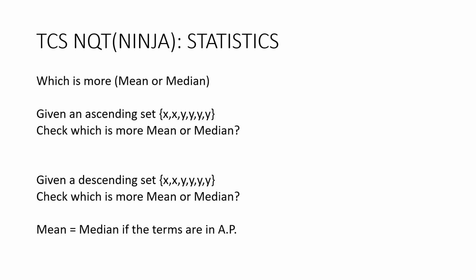Now, as a question, if let's say I put it like this, which is more? Is it the mean or the median? Okay, I'll take 2 examples. Let's say I pick this example which says there is an ascending set of terms. There are 6 terms as you can see over here. 2 are x which are equal and 4 terms are identical which are y. So the set consists of 6 terms.